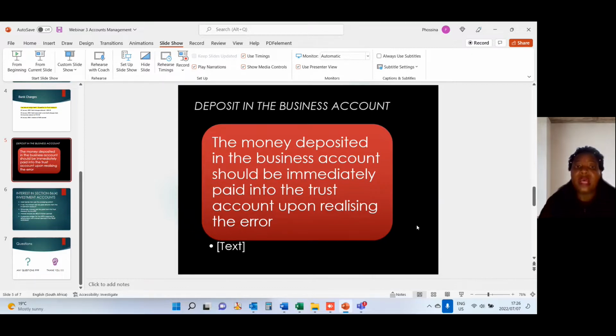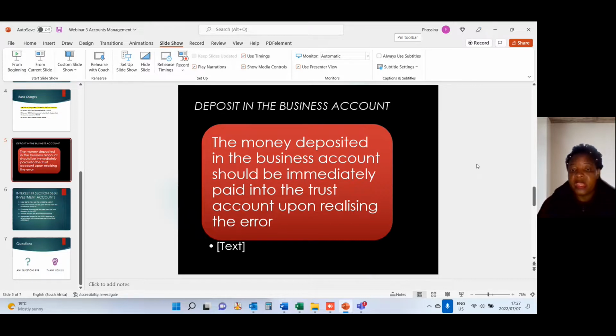Say, for instance, you pass on your banking details to the client without noticing that it is a business account. So you have given them a business account rather than giving them a trust account. So upon realizing that error, when the money comes in, the first thing that you should do would be to transfer that money into the trust account. And that is it. You transfer the money into the trust account.